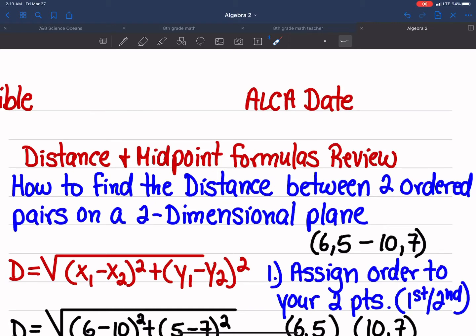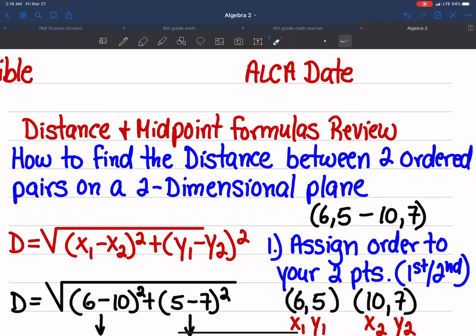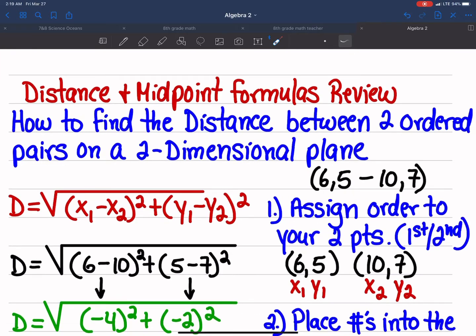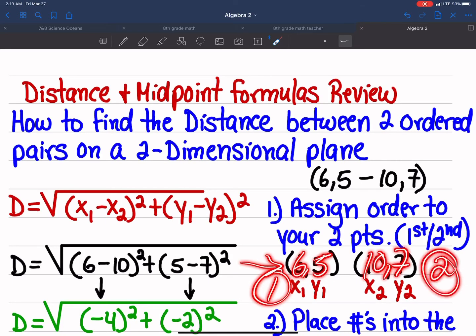All right, let's continue. We're going to follow the following steps to find the distance between two points. The first thing you have to do is assign order to your two points. By that I mean you need to decide which one's going to be first and which one is going to be second, which I have done right here. So (6, 5) will be my first point, and (10, 7) will be my second.